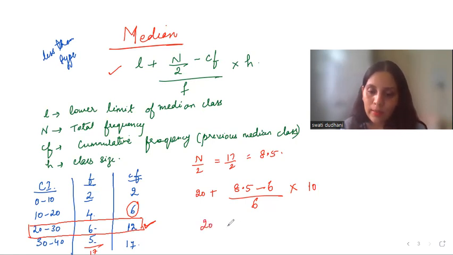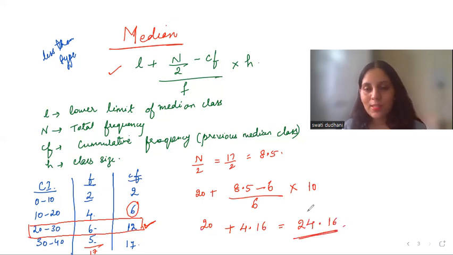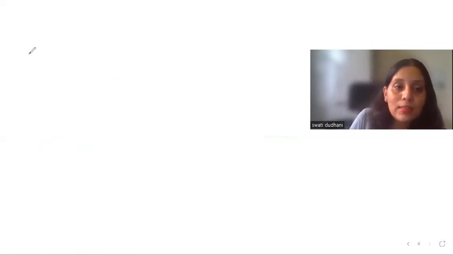So 20 plus 8.5 minus 6 is 1.5, into 10 is 15. 15 divided by 6 is 4.16. So here you get 24.16. So this is your median. Simple. Now let's see the last topic, that is mode.